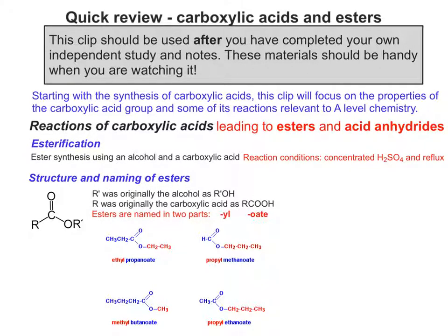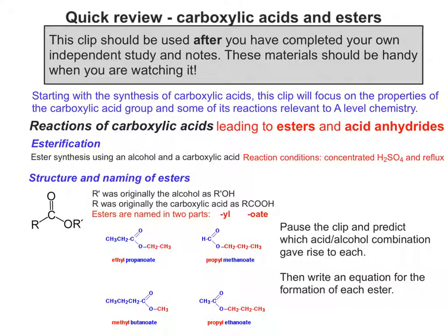So in the little diagram at the bottom you've got ethyl propanoate, propyl methanoate, methyl butanoate, and propyl ethanoate. So here's an exercise to try. Pause the clip and predict which alcohol and acid combination gave rise to each ester, and then write an equation for each one's formation. And play the clip again when you're finished so you can check.